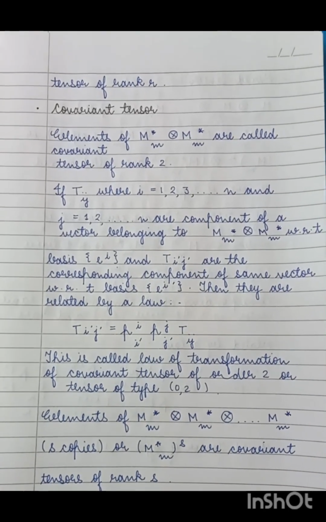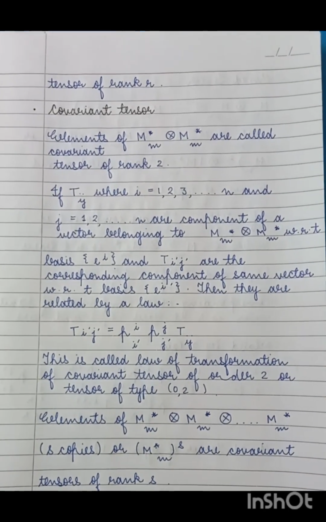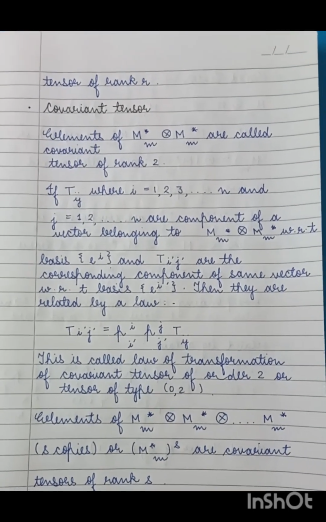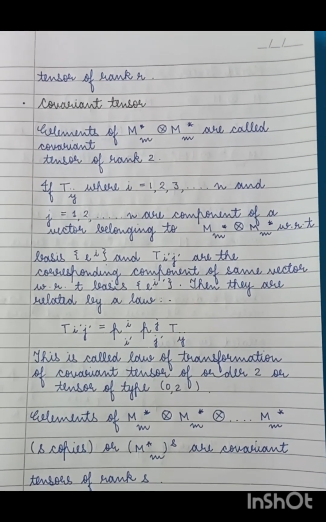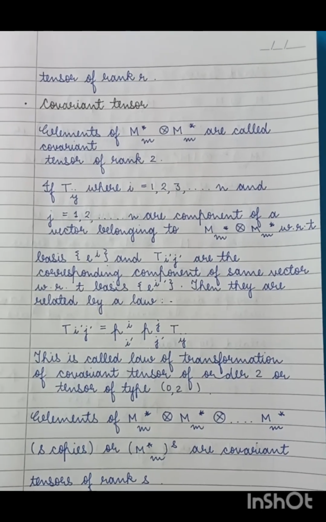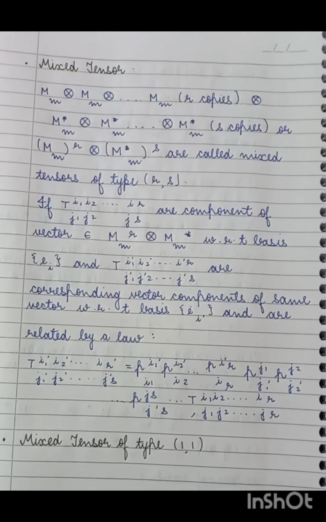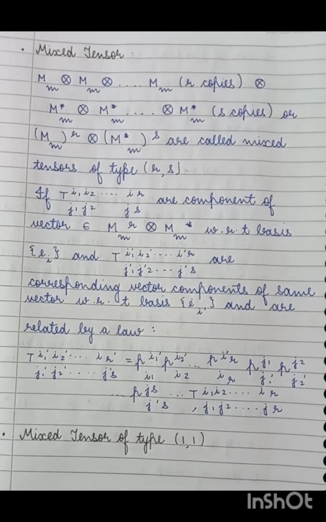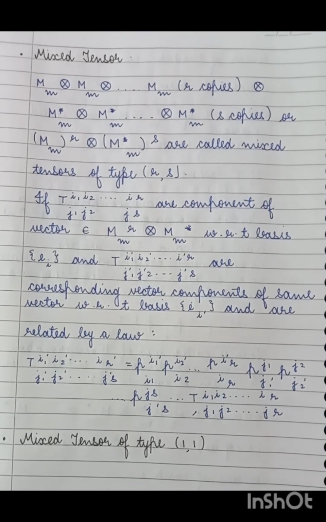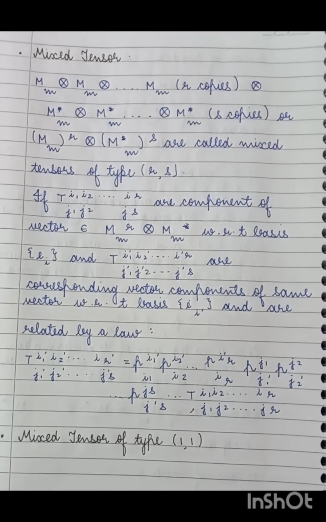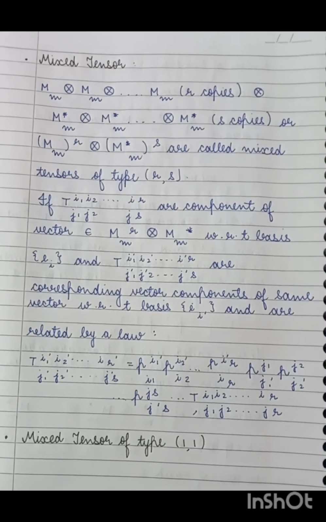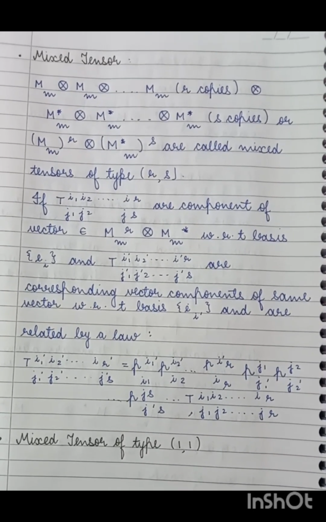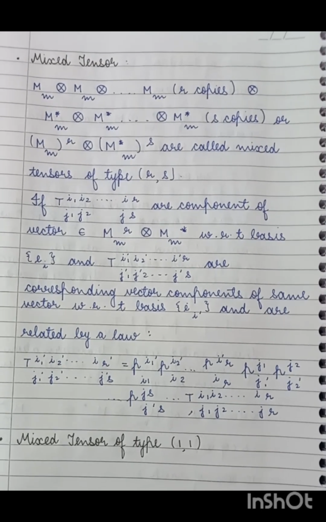Elements of M*⊗M*⊗...⊗M*, s copies, or M* to the power s, are covariant tensors of rank s. Now what is a mixed tensor? M⊗...⊗M, r copies, ⊗ M*⊗...⊗M*, s copies, are called mixed tensors of type (r,s).